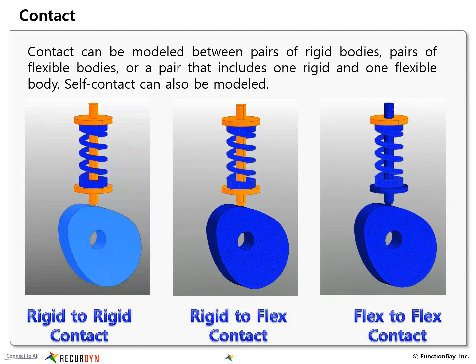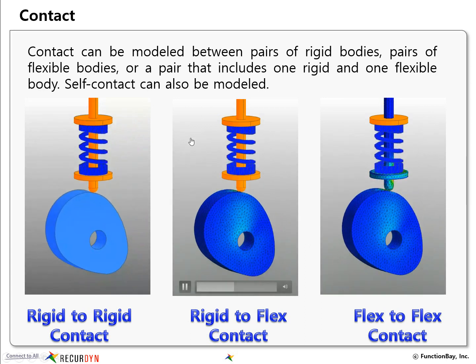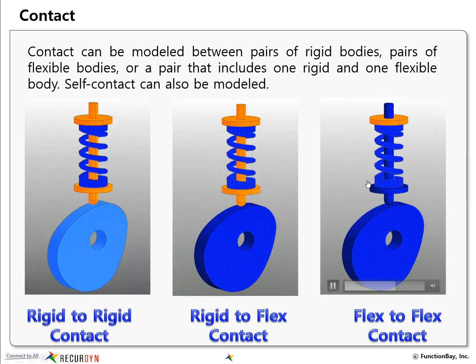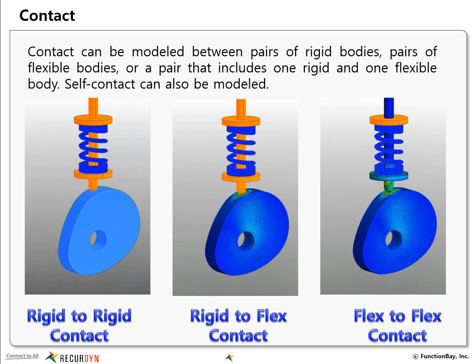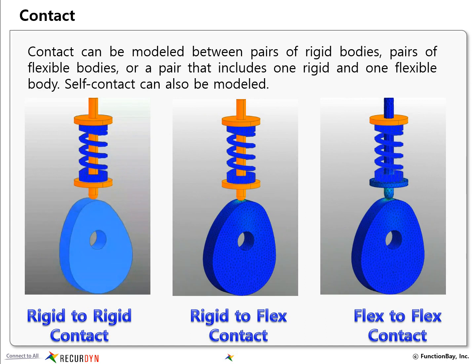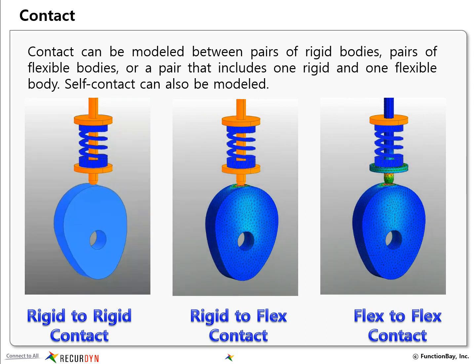These are three typical types of contacts: rigid to rigid, rigid to flex, flex to flex. You can use the same way to define the contact for any type and use the same contact parameters. Also, RecurDyn supports the self-contact within one flexible body.